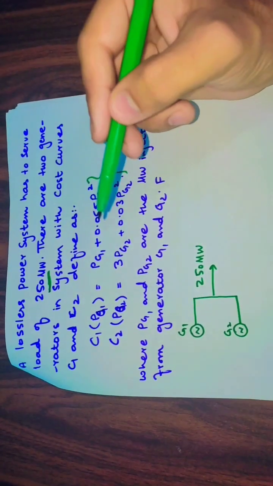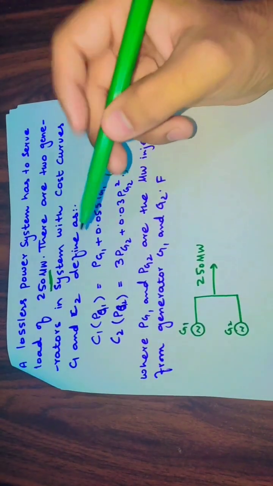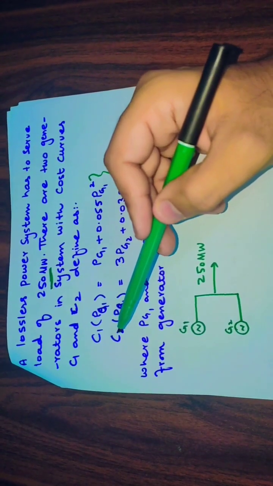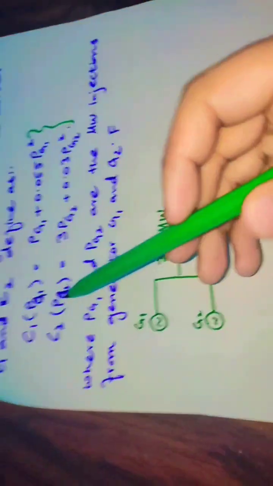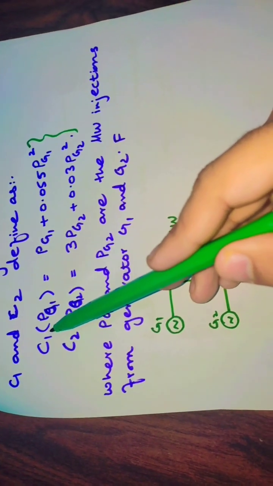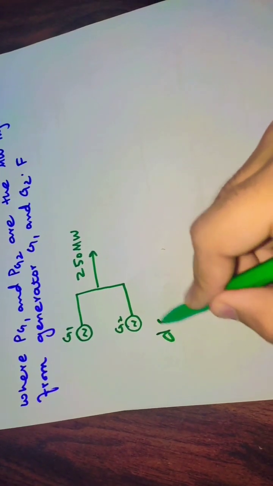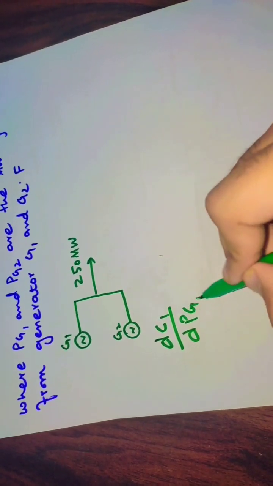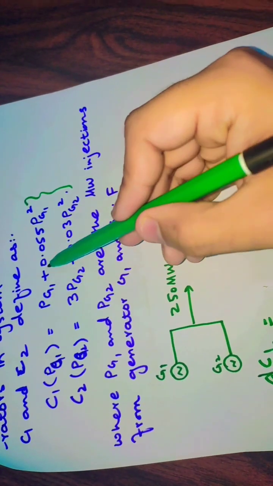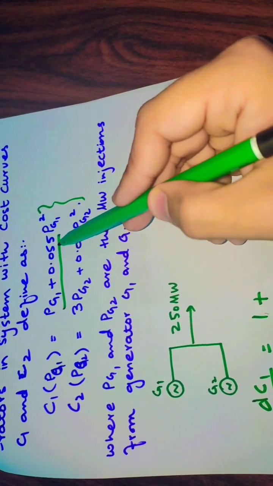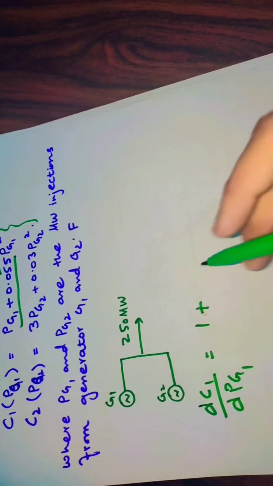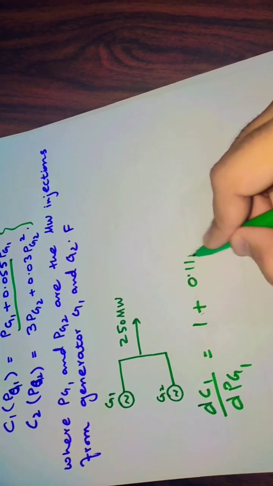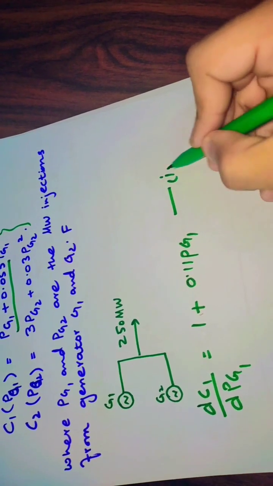So this problem is the same as the previous problem. In this one you have to differentiate C1 and C2 with respect to Pg1 and Pg2 to get your equations. I am going to differentiate the equation C1 with respect to Pg1, dC1 divided by dPg1. You will get 1 plus 0.11 Pg1. So this is my first equation.